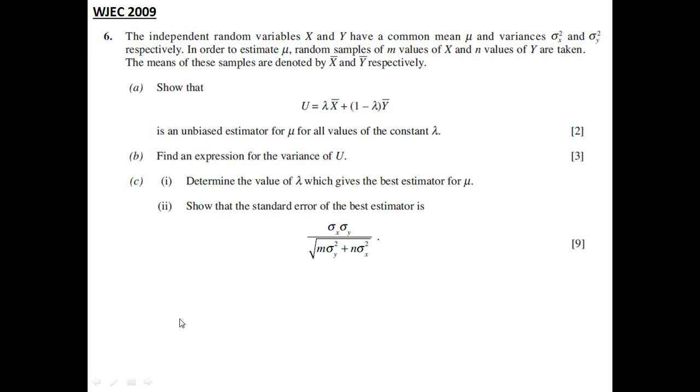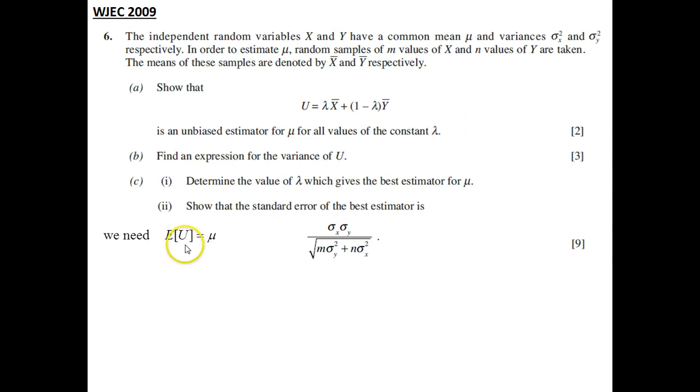Another question. The independent random variables x and y have a common mean, mu, and variances sigma squared for x and sigma squared for y, respectively. In order to estimate mu, random samples of m values of x and n values of y are taken. The means of these samples are denoted by x bar and y bar, respectively. Show that u, being that expression, is an unbiased estimator for mu for all values of the constant lambda.